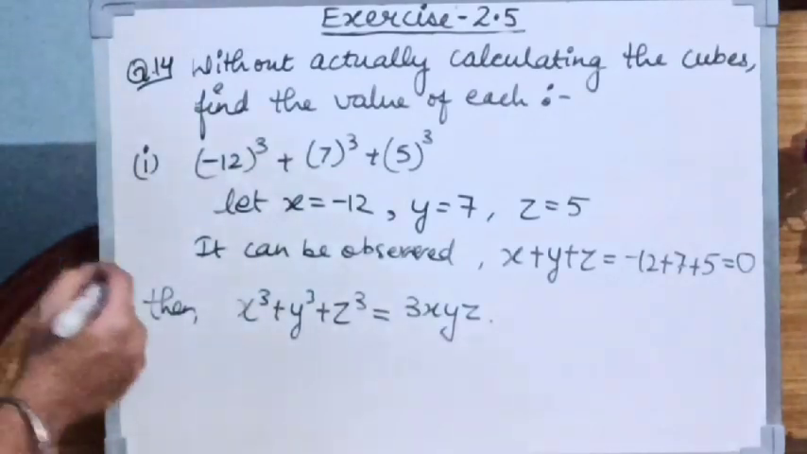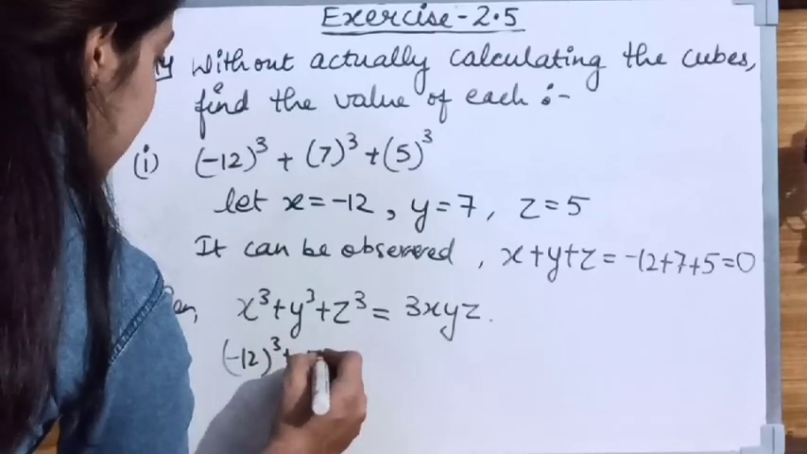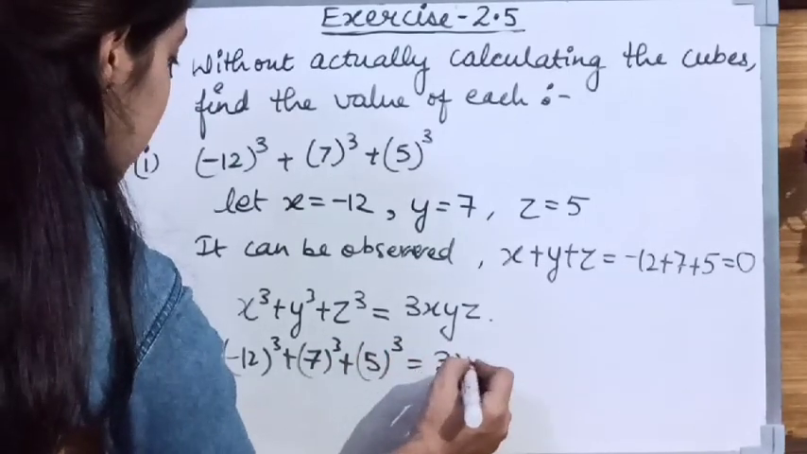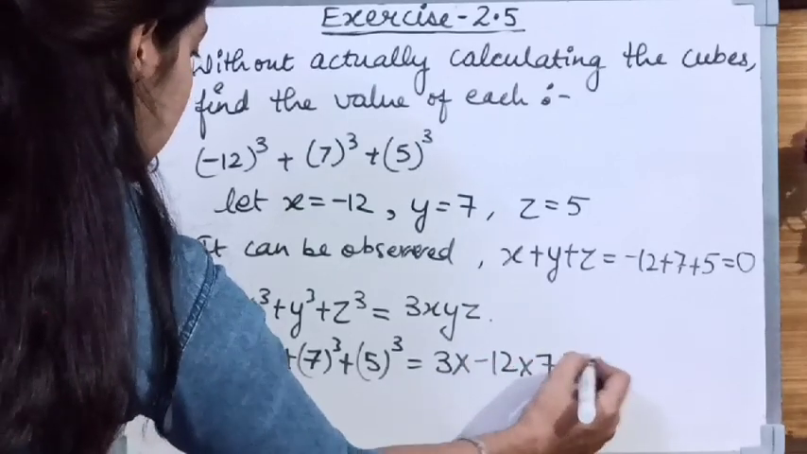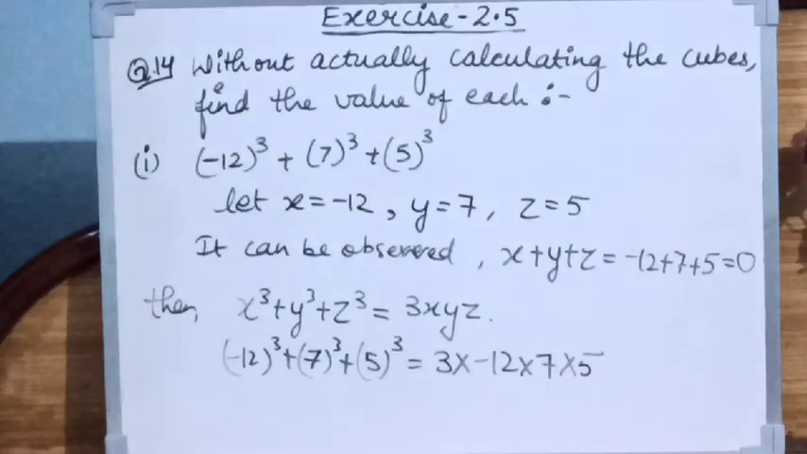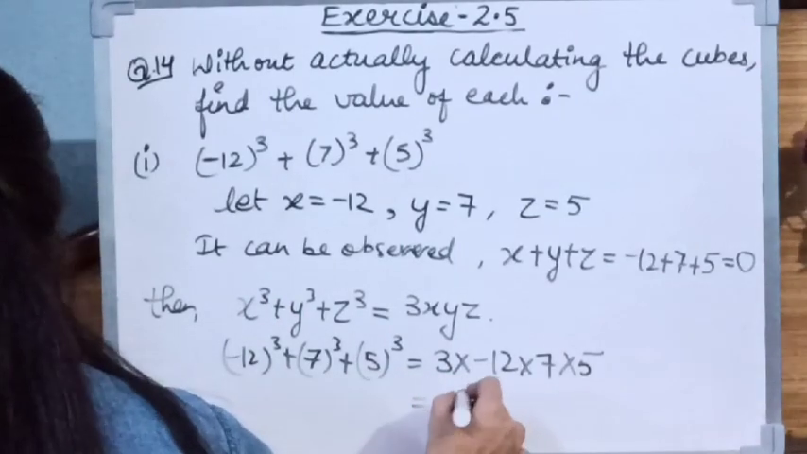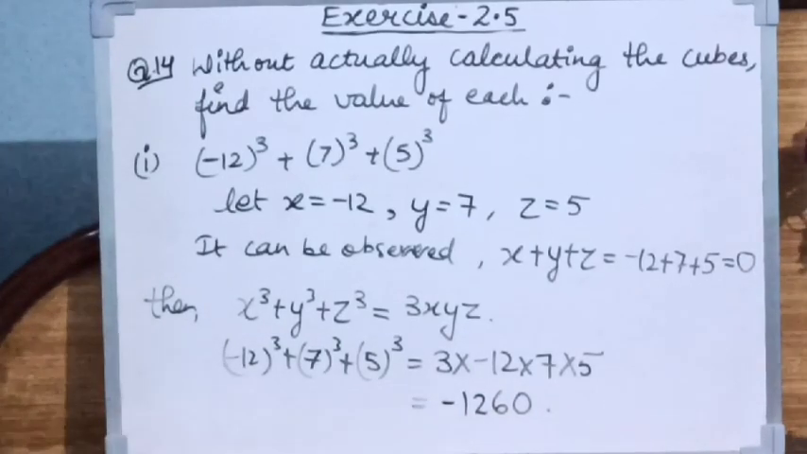So simply I am going to put the value of x, y and z in this. So it is minus 12 cube plus 7 cube plus 5 cube, and in this I am going to put 3 times x, which is minus 12, and 7 and then 5. Now we just have to multiply 3 and then minus 12 and then 7 and then 5, and it will give us minus 1260, which is our answer. And in the similar way, students, you have to do its second part.